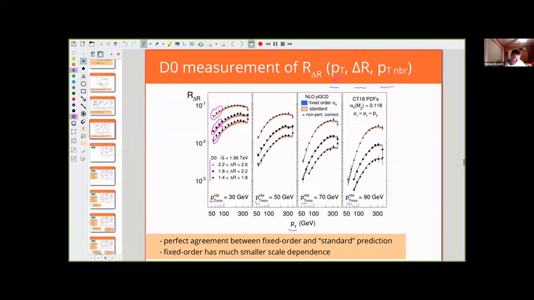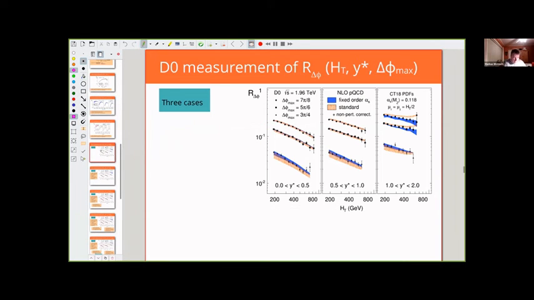And if we compare this, we again see that now the fixed order calculation again is in very good agreement everywhere with the standard method. So again, we see perfect agreement between the two methods. And again, the fixed order calculation here has a smaller scale dependence.